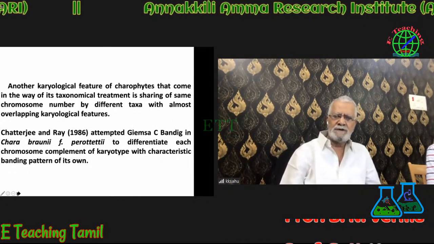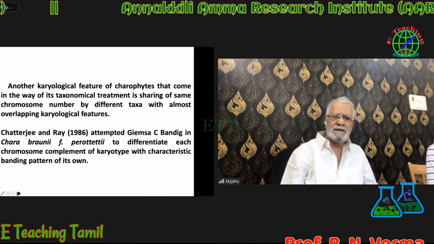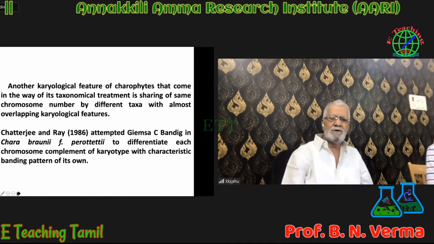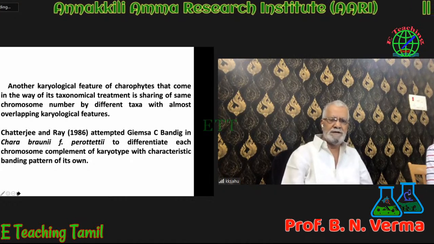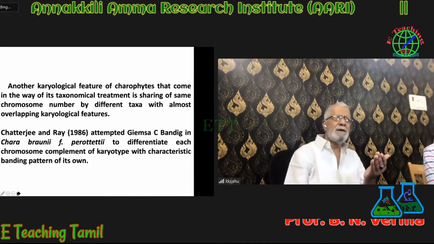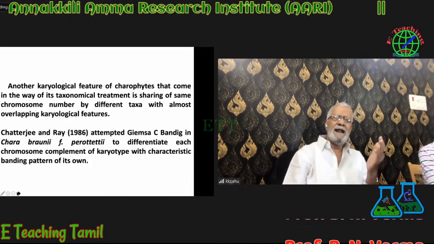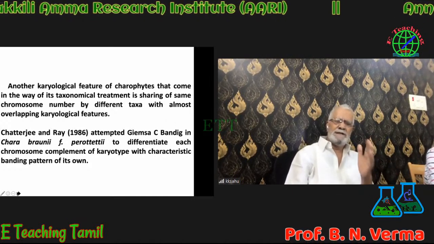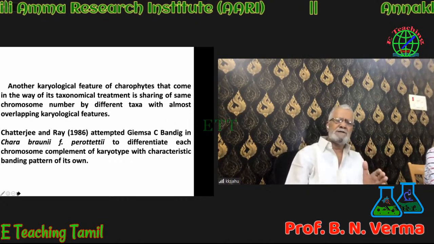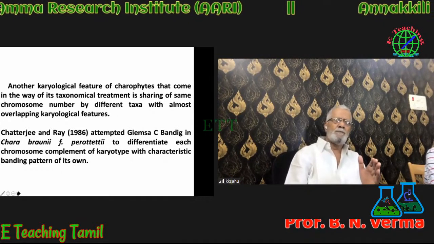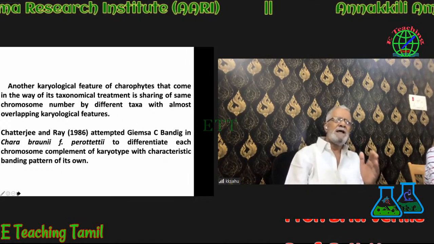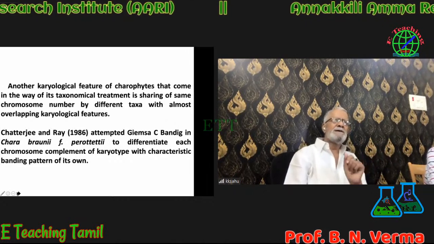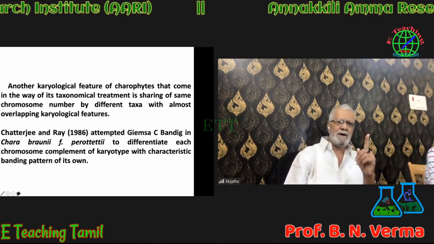Another cytological feature of charophytes that comes in the way of taxonomical treatment is the sharing of the same chromosome number by different taxa with almost overlapping cytological features. I told you, you will see a large number of taxa sharing the same number. When you go with a morphological study of the individual chromosomes in the karyotype, adhering to the classical observation, you will hardly see any taxonomically significant variation in that character. So that's a very difficult part.